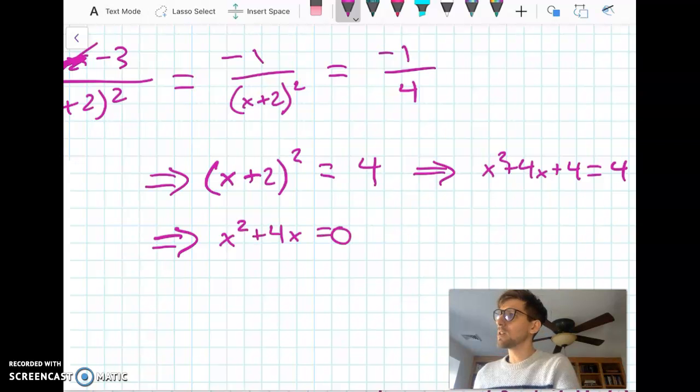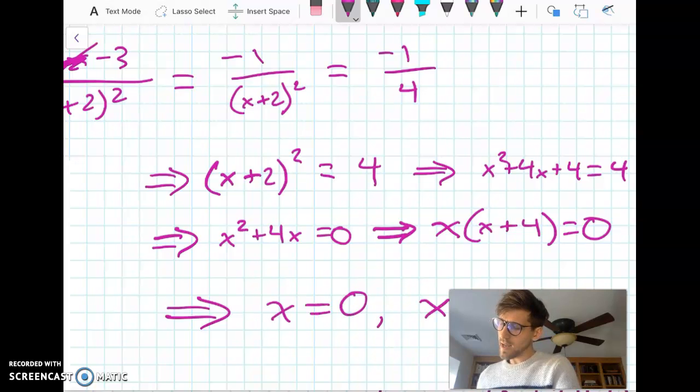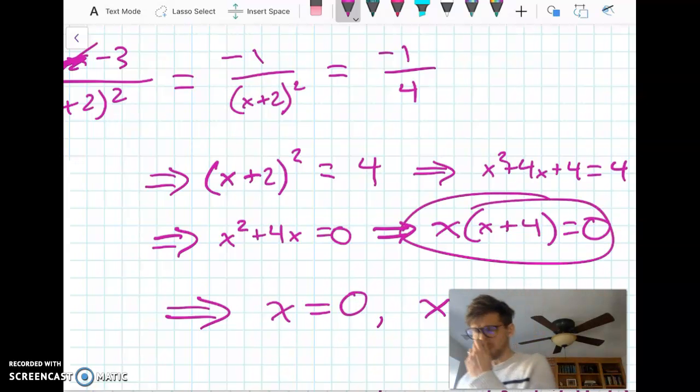Oh, this is actually quite a nice one to solve, because all I have to do is factor out the x and then use my zero product property. I can see that x would be 0, or x could be negative 4, because both of those would give me 0 in this equation.